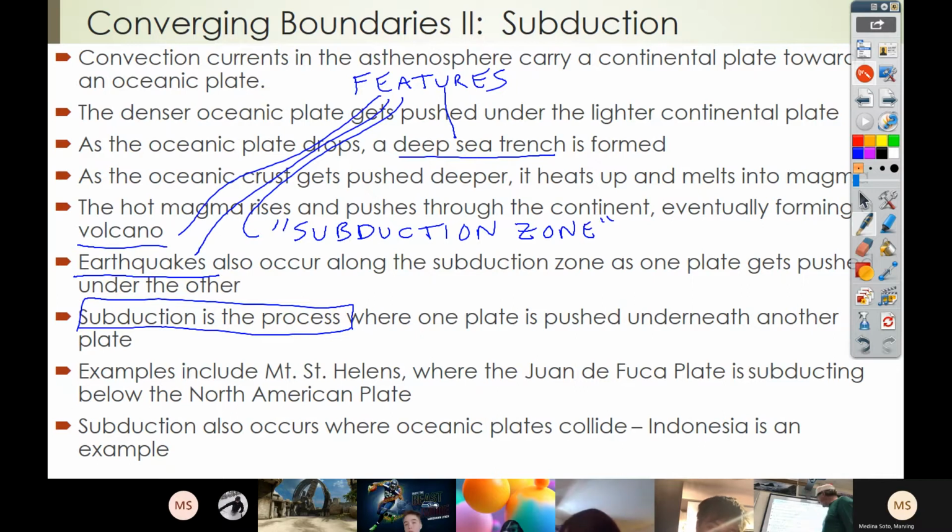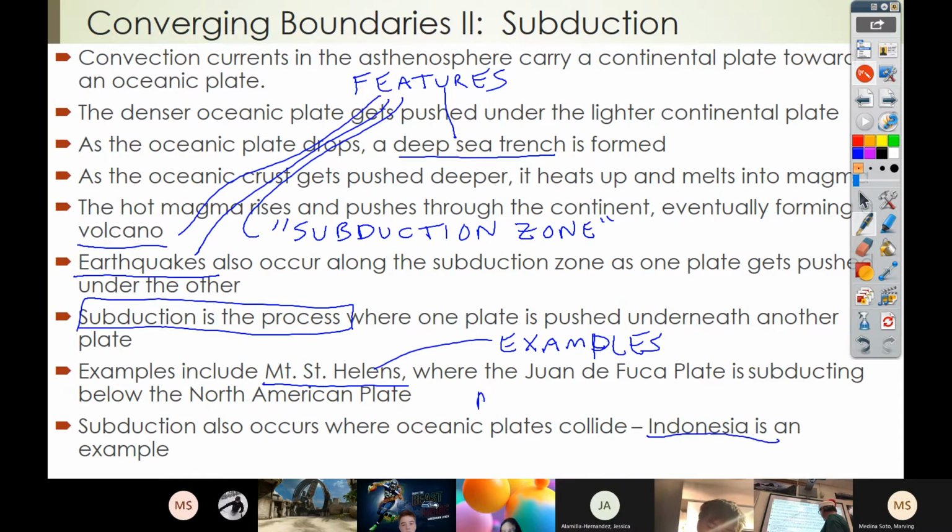I also asked you to look for examples. One famous example is Mount St. Helens. Or I know Gabe's interested in Mount Rainier. That's the same thing, formed the same way. The entire chain of mountains of the Cascade Mountain Range is an example. Another example would be Japan. Another one is Indonesia. Another is the Marianas Trench.